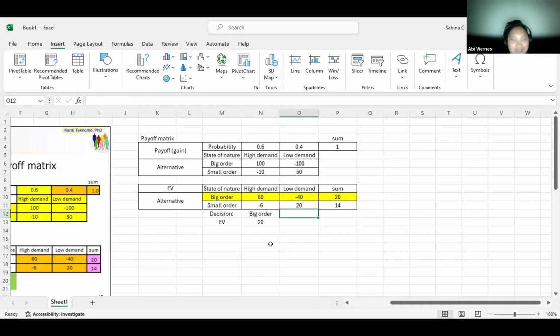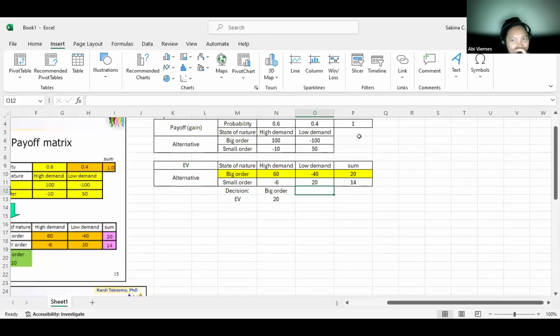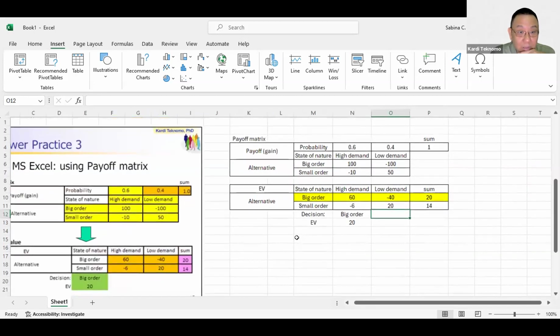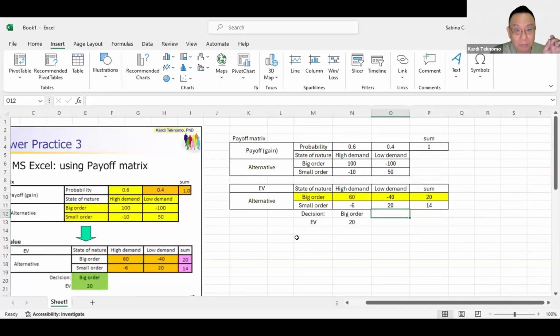Hi, sir. I'm done. I don't know how to do the risk profile. Review first, the risk profile later. Now you get the big order decision here, right? So what makes that big order decision? Based on the three diagrams, you will know the risk profile.